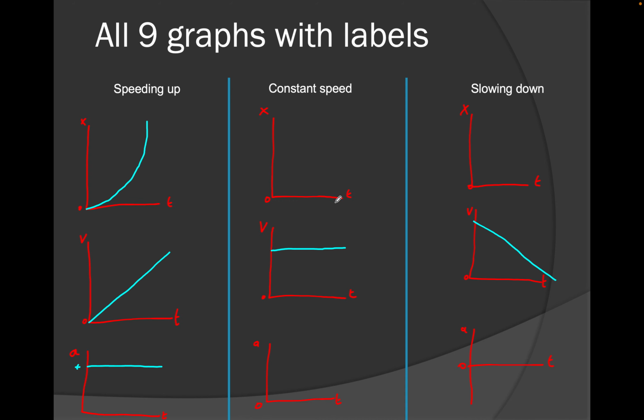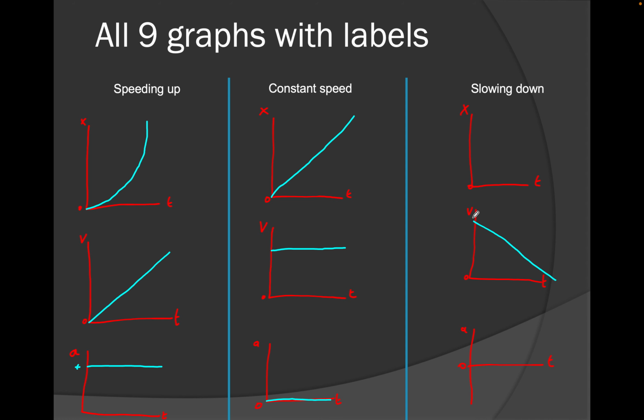Constant speed is like this, which means I have a constant speed. I am covering the same amount of distance every second, so it will look like this. That means my acceleration is 0. I have no acceleration at all. So you can see a little pattern forming here. If this is like this, this will be like this. If this is like this, this will be like this.